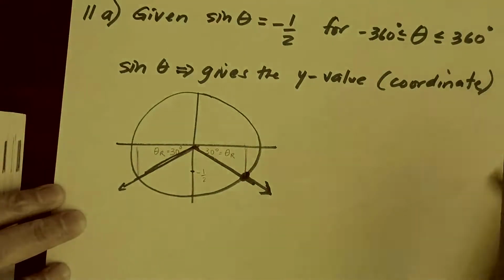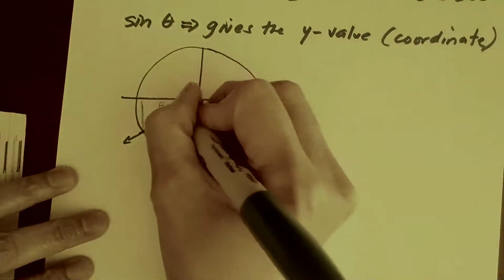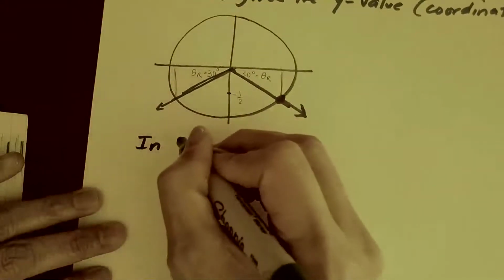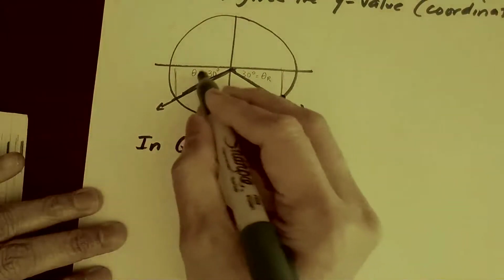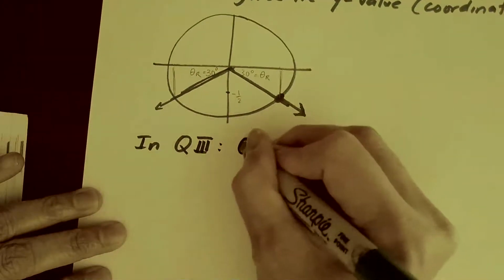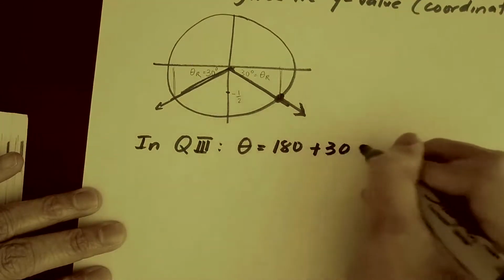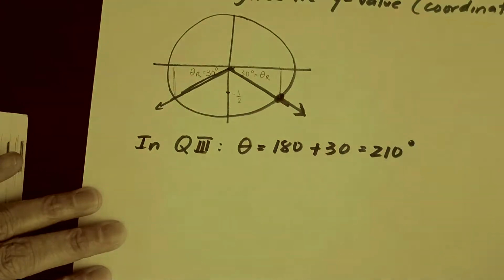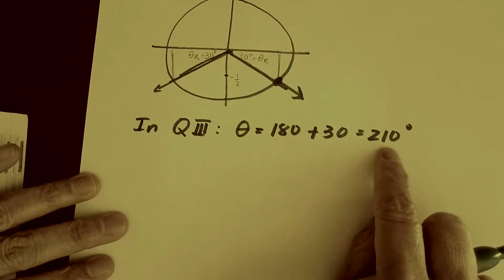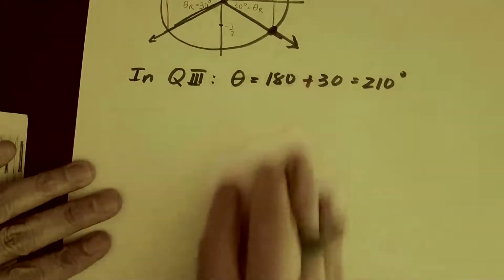So what does that mean? Well, what's the angle in standard position? I can go from here to there. So in quadrant 3, theta in this case is going to be 180 plus 30 degrees. That's going to give me 210 degrees. 210 degrees. And I'm going to leave a space in here and I'll show you why.